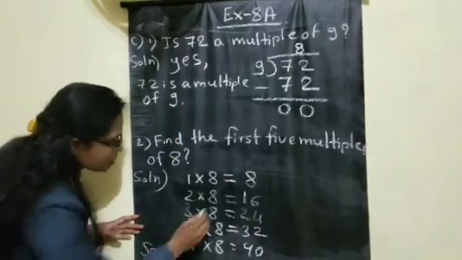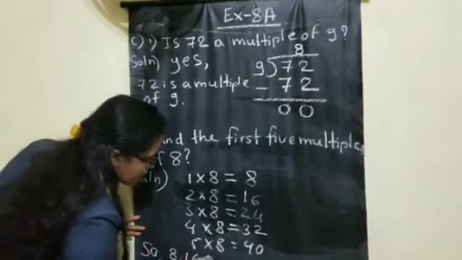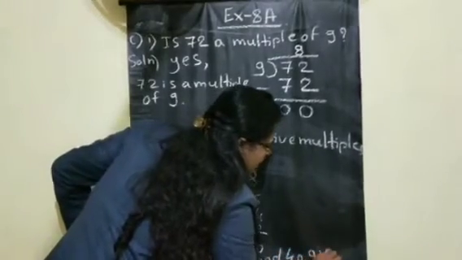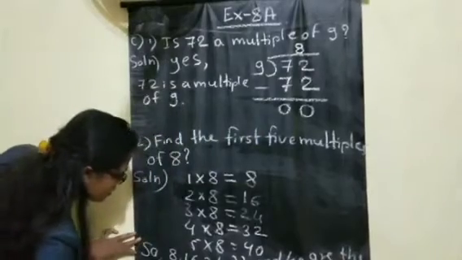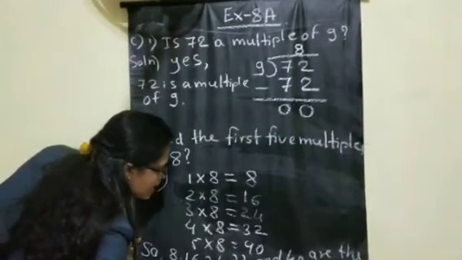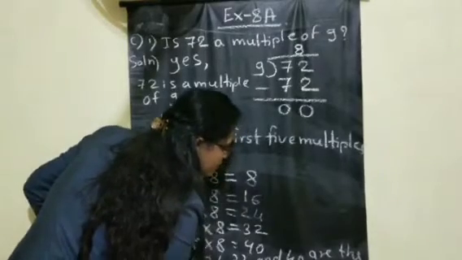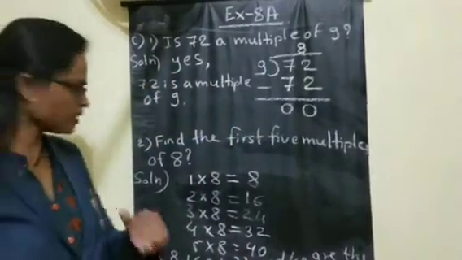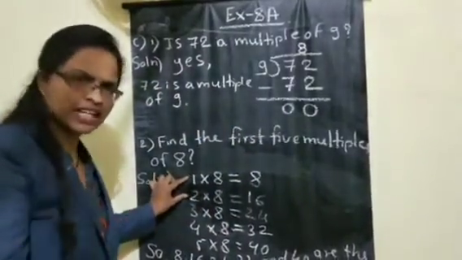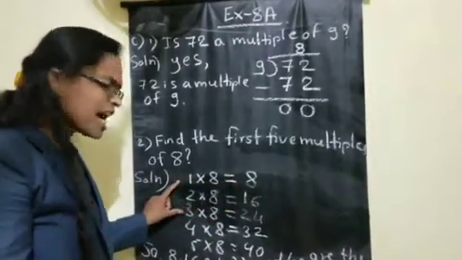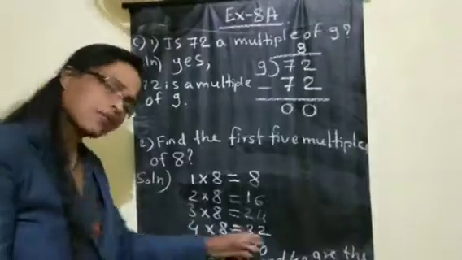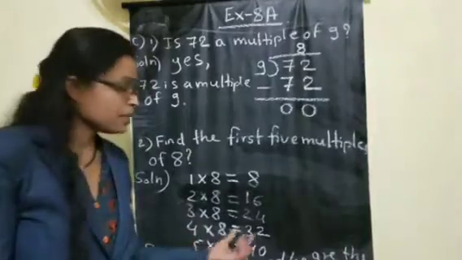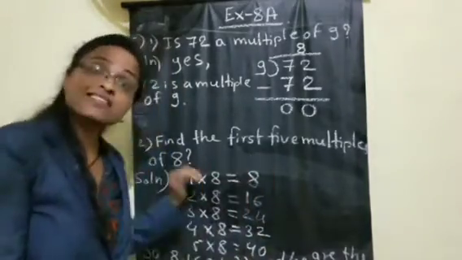So 8, 16, 24, 32 and 40 are the first 5 multiples of 8. So if they ask to find 2 multiples of any given number, only up to 2 you have to find. If they ask for up to 3, then up to 3; up to 4, then up to 4; if they ask up to 7 or up to 9, till that you have to multiply with that number and get all the multiples of the asked number.